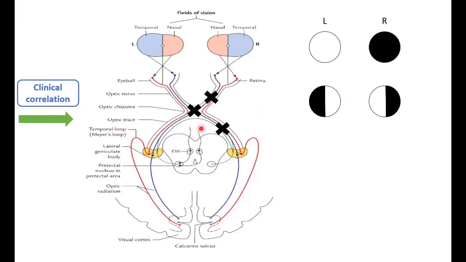After this we have optic tract damage. In optic tract damage, our fields will be like this. We call this homonymous hemianopia, because we have fibers from the nasal side of the contralateral retina and the fibers from the temporal retina of the ipsilateral eye, and we will have homonymous hemianopia.